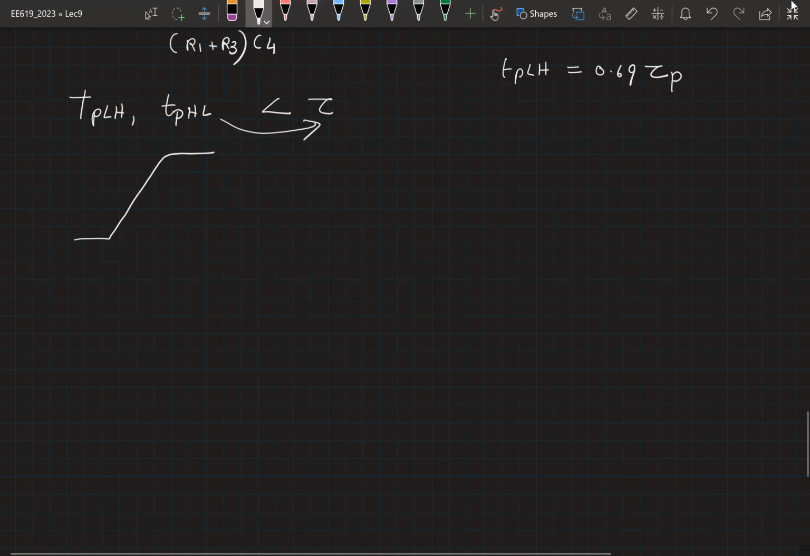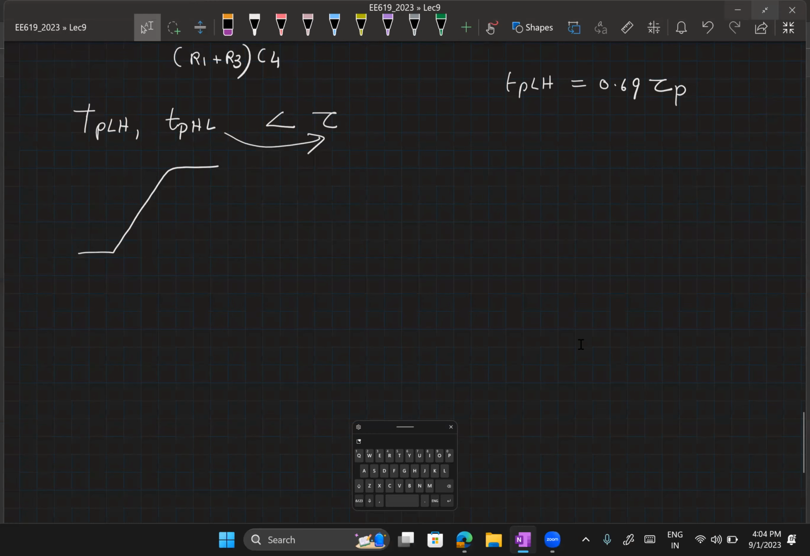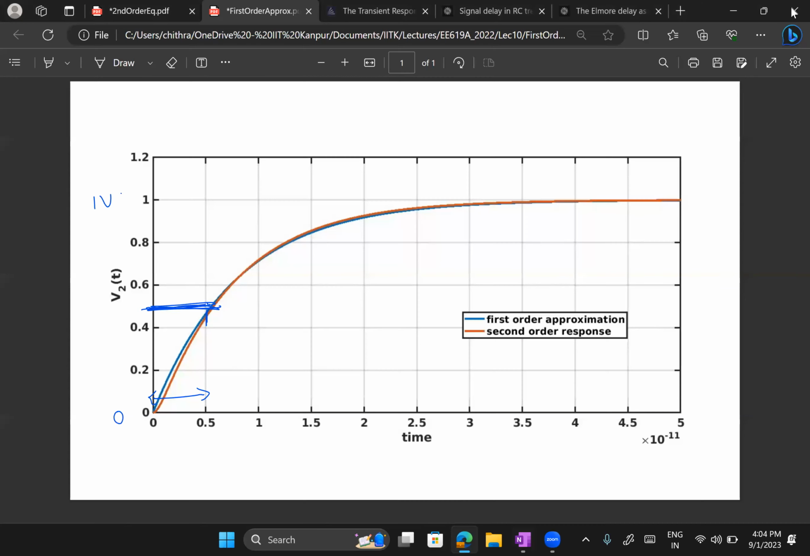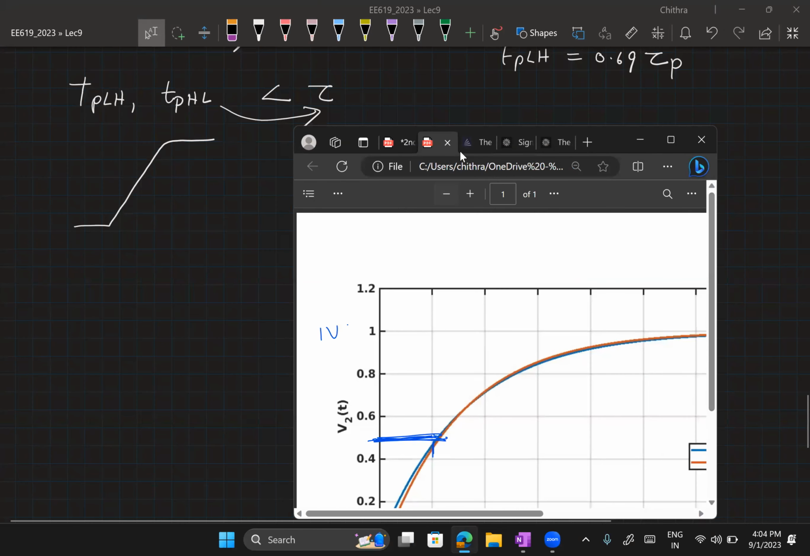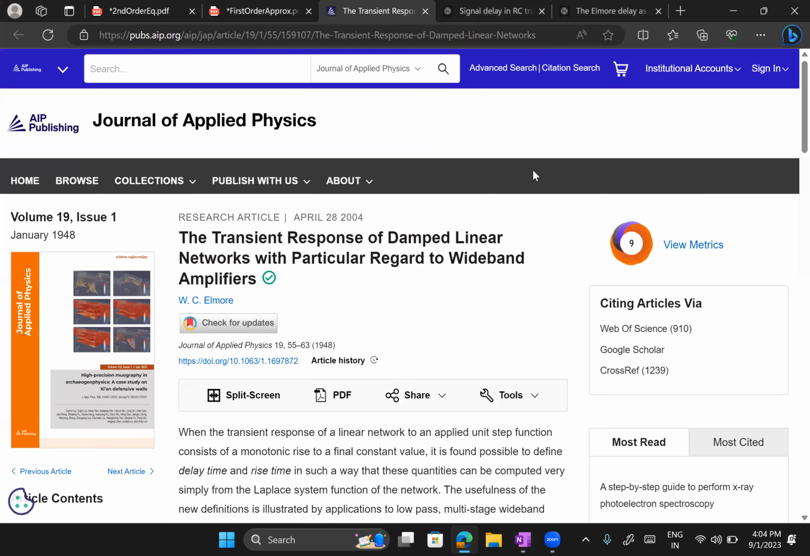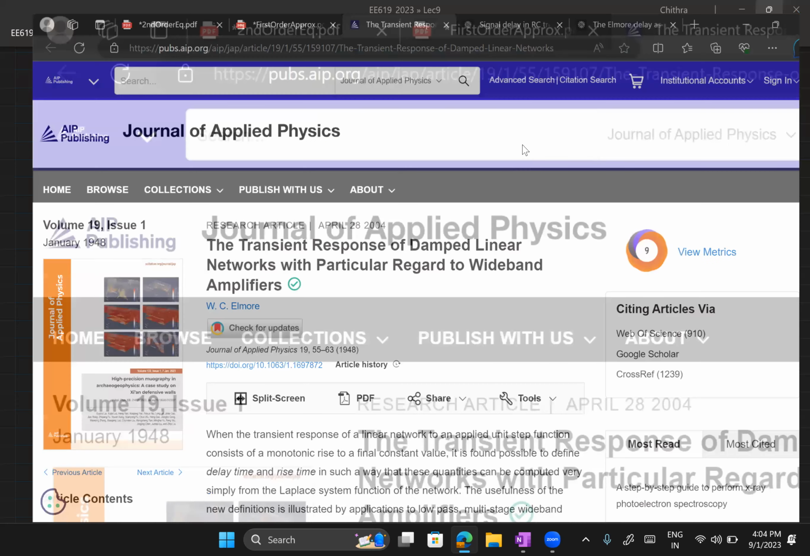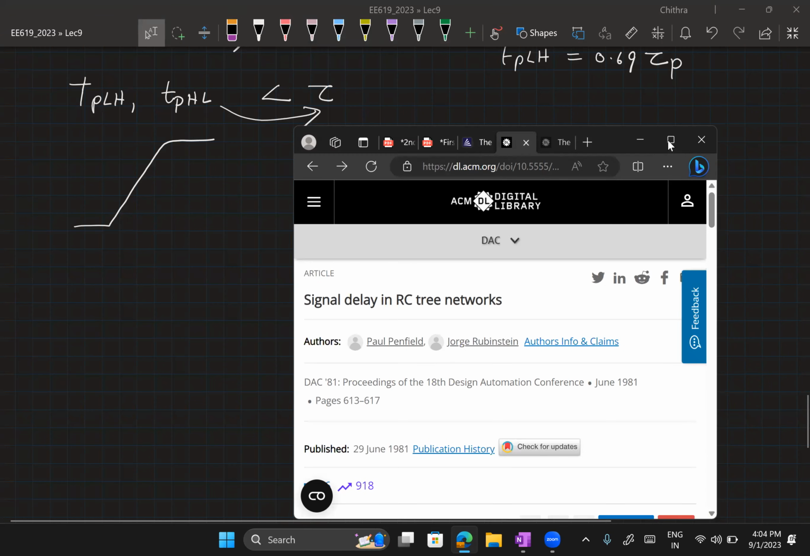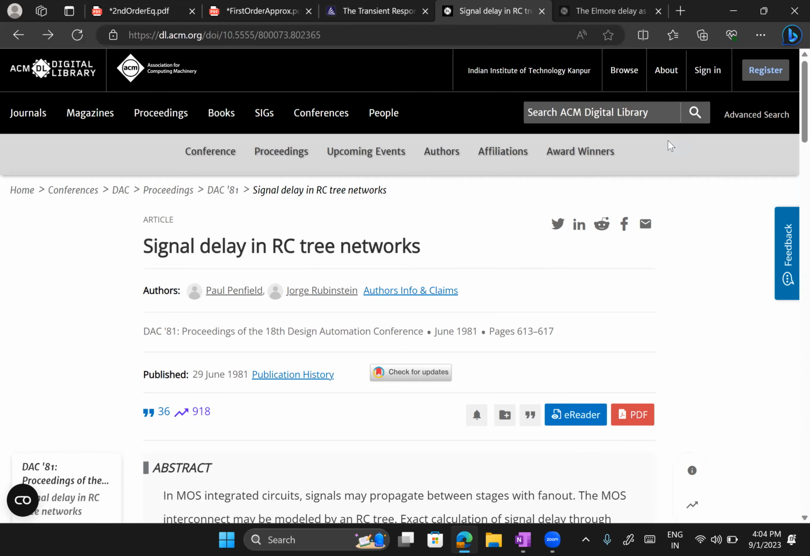Okay, so this Elmore method was first published in, any guesses? 1990. So this method was first published in 1948 in a Journal of Applied Physics. So if anyone is interested, you can read this paper. This was a very generic paper, and then it got adopted for RC networks, RC trees, sometime in 1981. And then it has been built on several times.